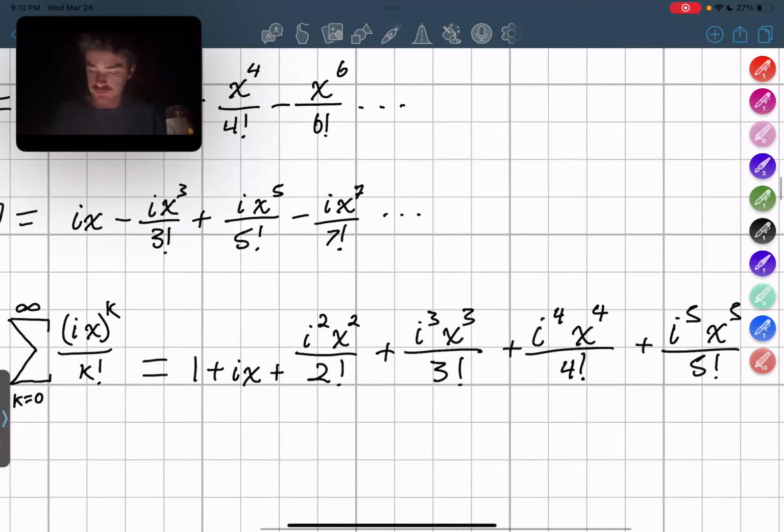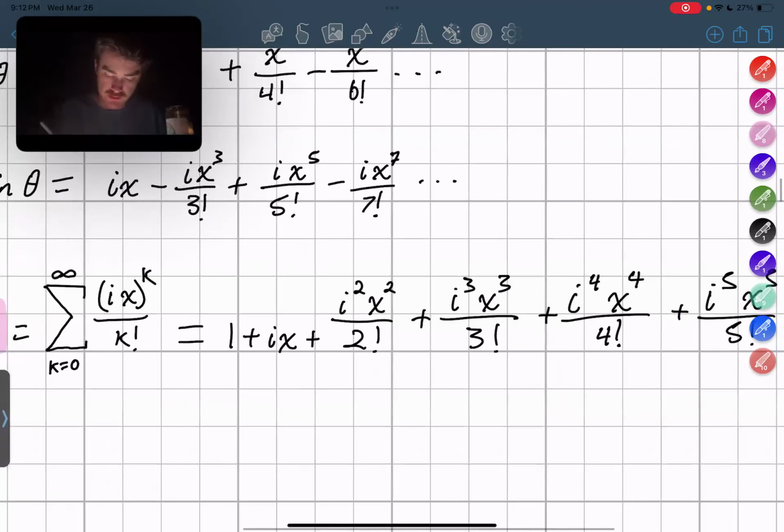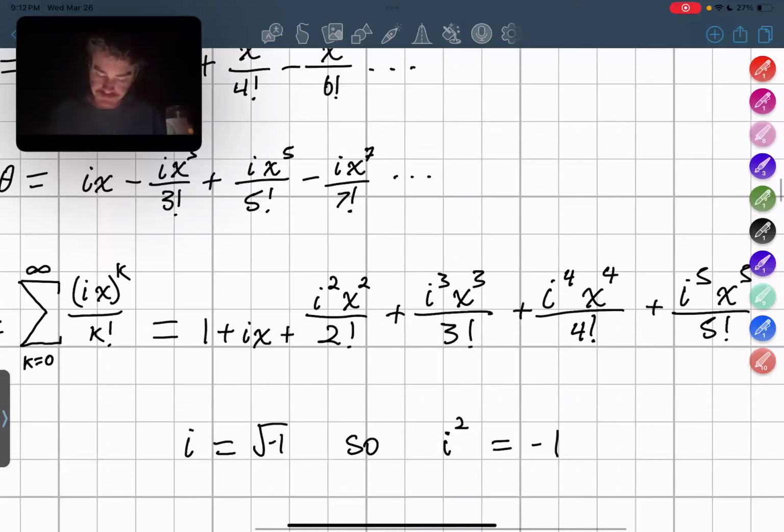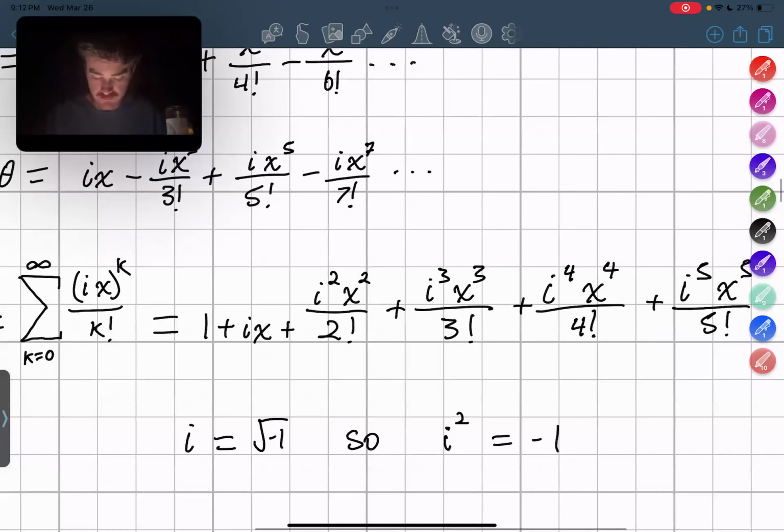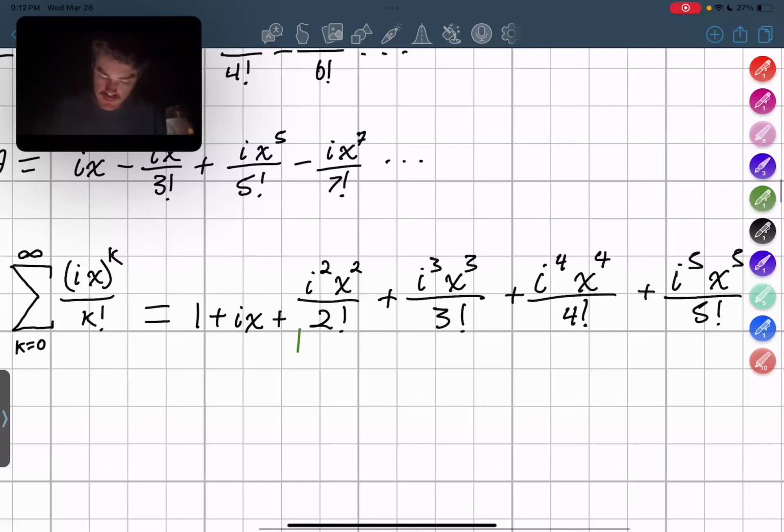Now, we have i's here, and we have powers, and something about i that we know is that i is equal to the square root of -1. So i squared equals -1. And I see a couple i squareds here, primarily in this term here. So we can bring this down, and we know that that's the same as -1 times x squared over 2 factorial. And we know that this is going to be i squared times i.